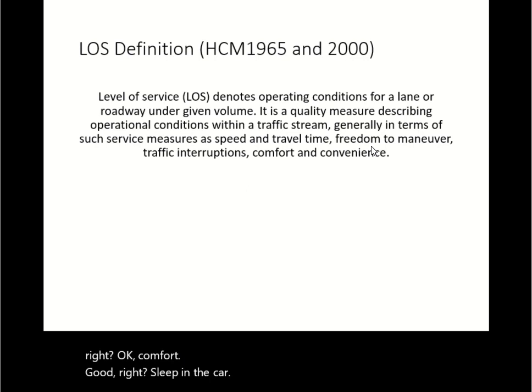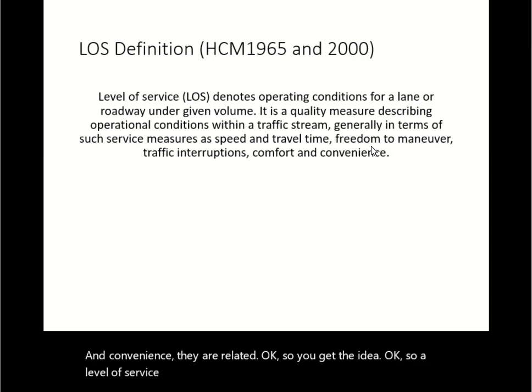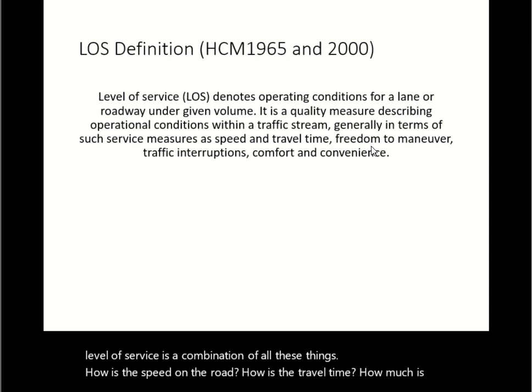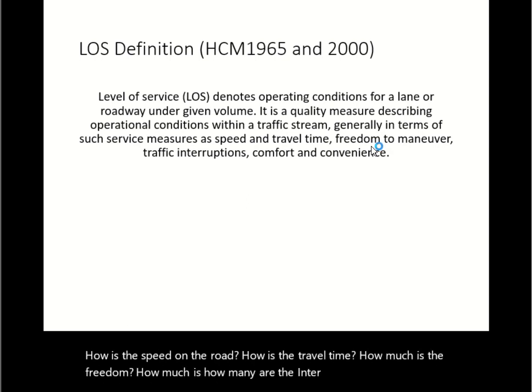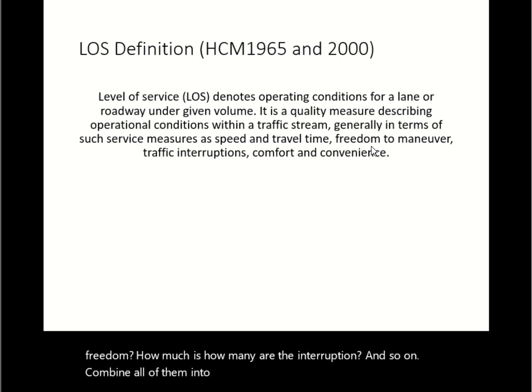And convenience, they are related. Okay. So you get the idea. So a level of service is a combination of all these things. How is the speed on the road? How is the travel time? How much is the freedom? How many are the interruptions and so on. You combine all of them into one thing which is called level of service. And these things change according to what?